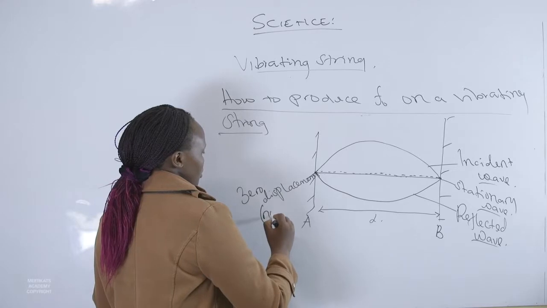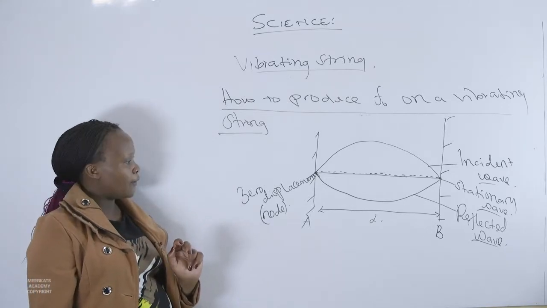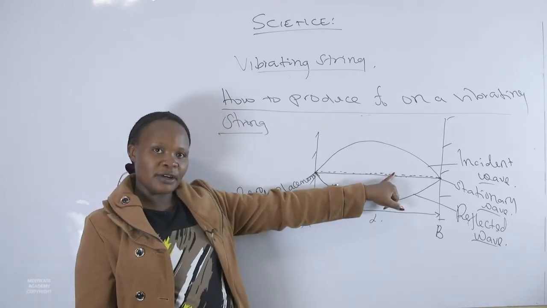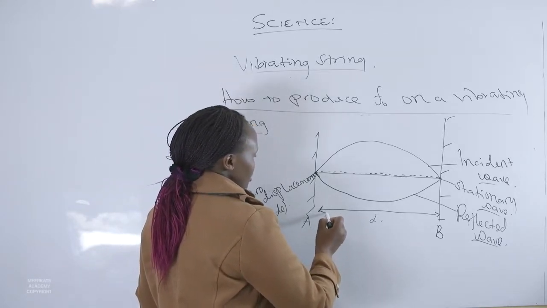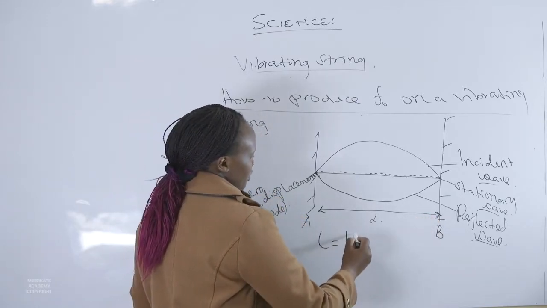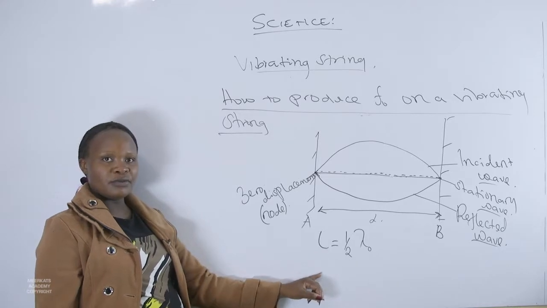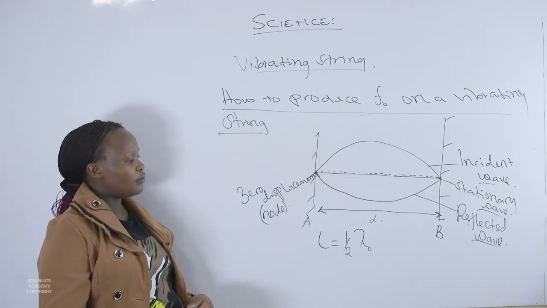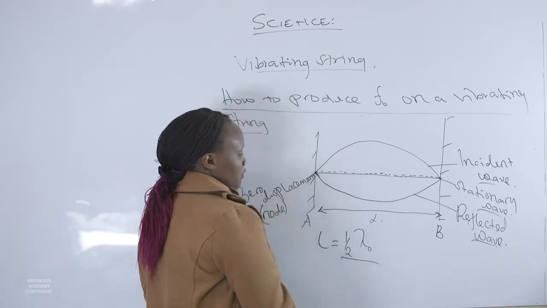Zero displacement is what we call a node, and so will the other end be. Now, clearly, this loop is half a wavelength, so we can assume that our length L is half the fundamental wavelength, where the fundamental wavelength is actually the simplest wavelength that you can produce and which accompanies the fundamental frequency.